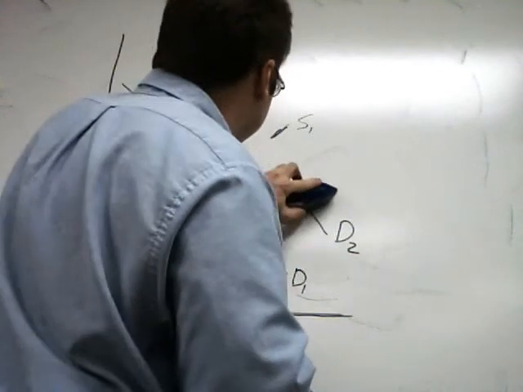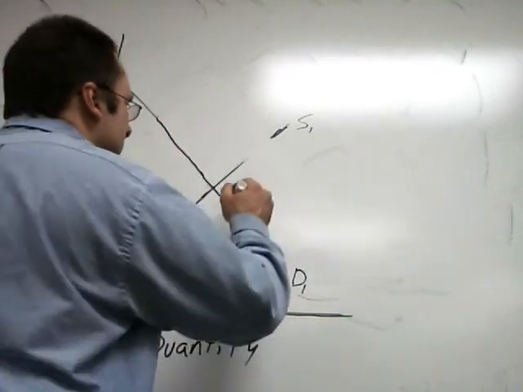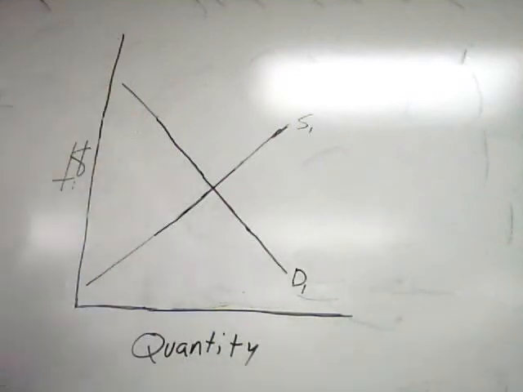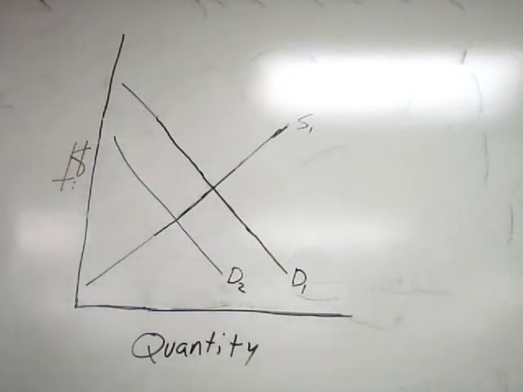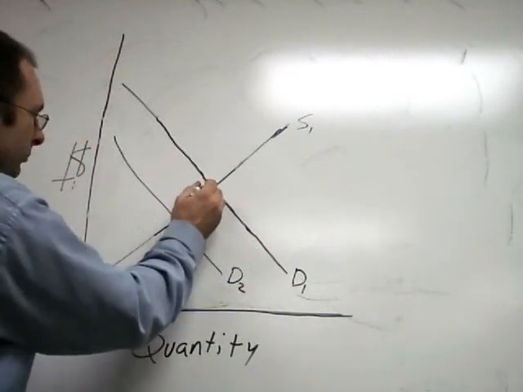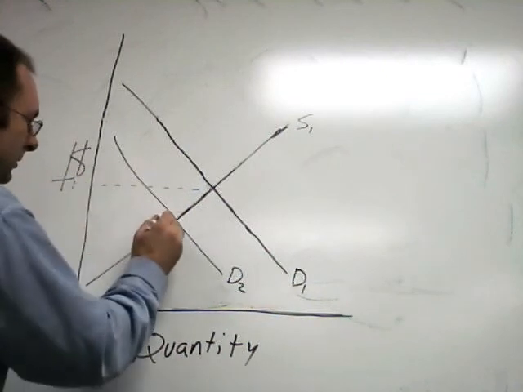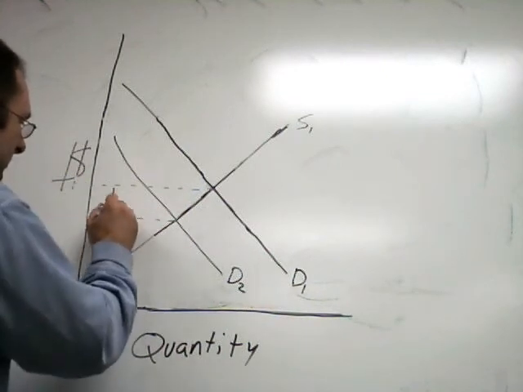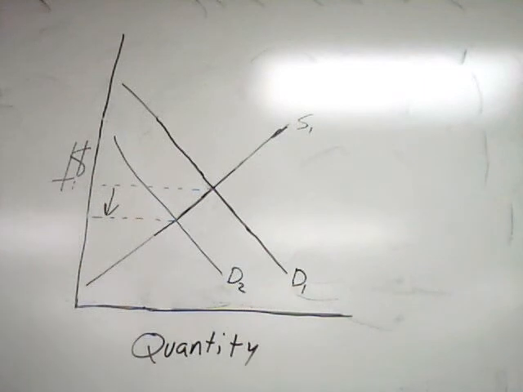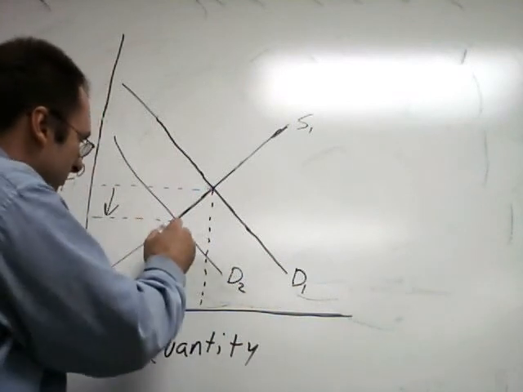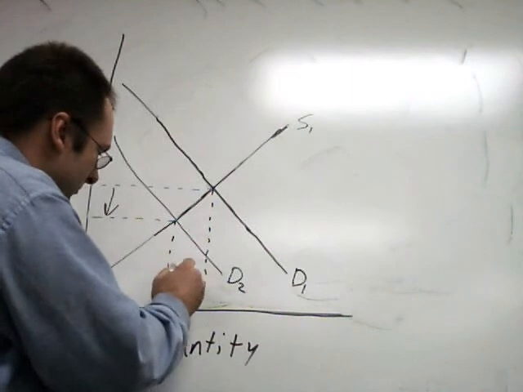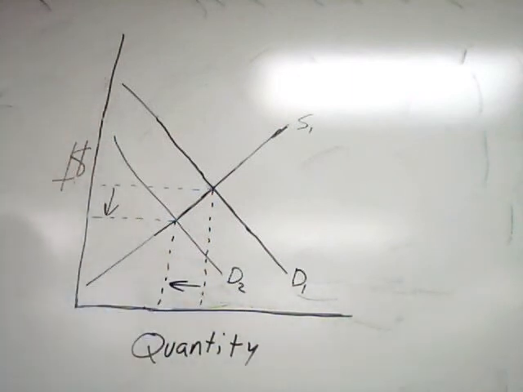Now let's look at what happens if we have a decrease in demand. We draw in a new demand curve to the left of the old one. What happened to our equilibrium quantity? Well, it was here. Now it's down here. So it's decreased. Oh, that's our equilibrium price. What happens to our equilibrium quantity? It was here. Now it's there. So it has decreased.